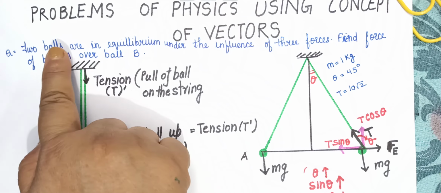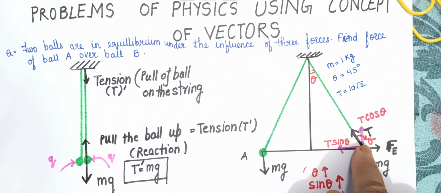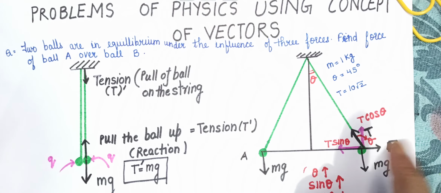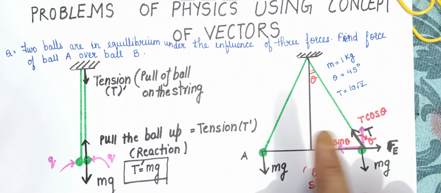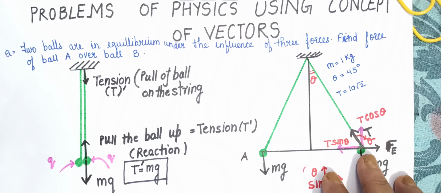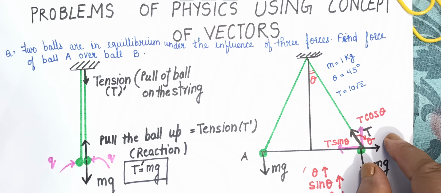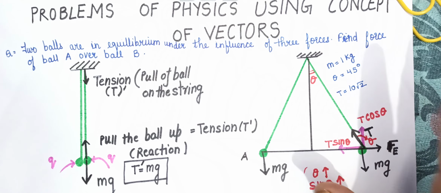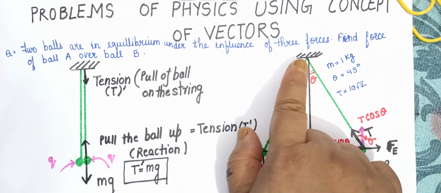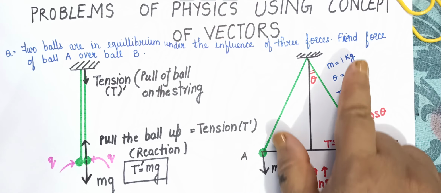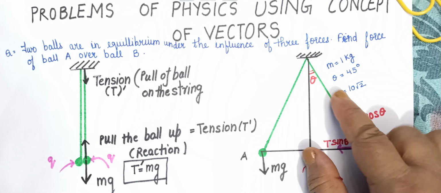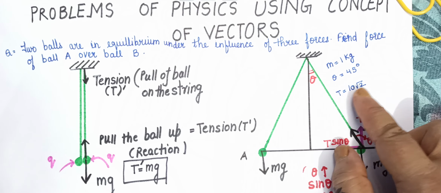The question is asking that two balls A and B are in equilibrium under the influence of these three forces, and you have to tell the force of ball A over ball B. So actually you don't need the information about Coulomb's law, its formula or anything else. Just know that it acts along the line joining the two charges. And now the question is giving you the mass of the ball as 1 kg. This angle when this equilibrium is achieved is 45 degrees, and the tension at the equilibrium is 10 root 2.